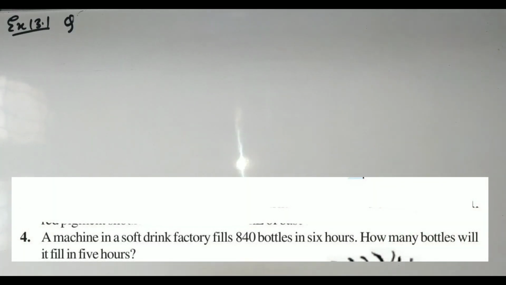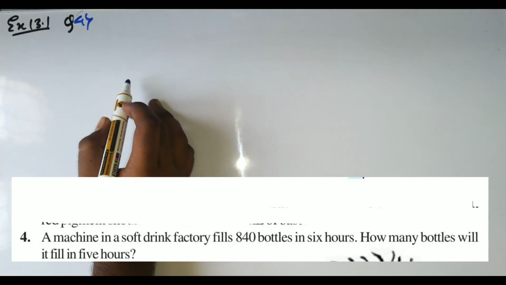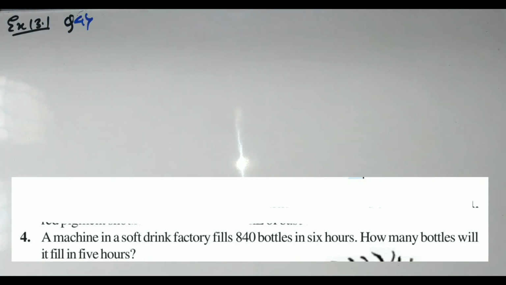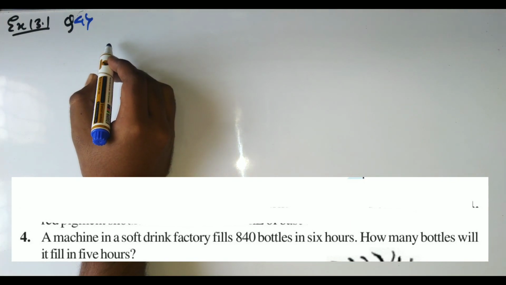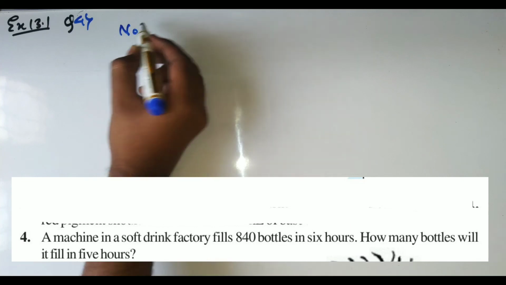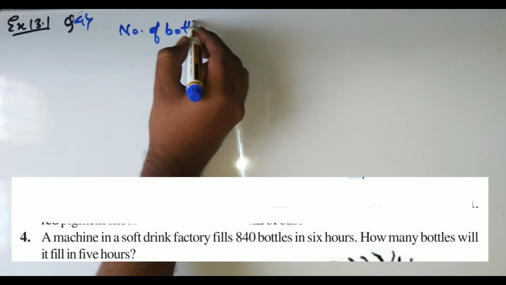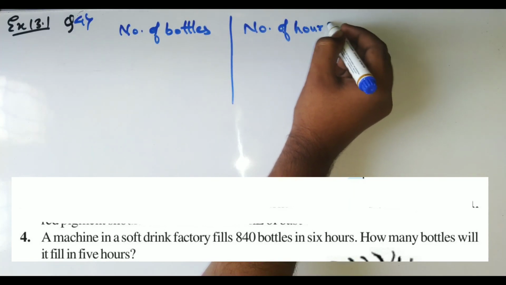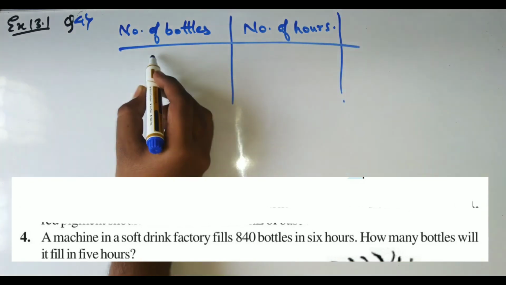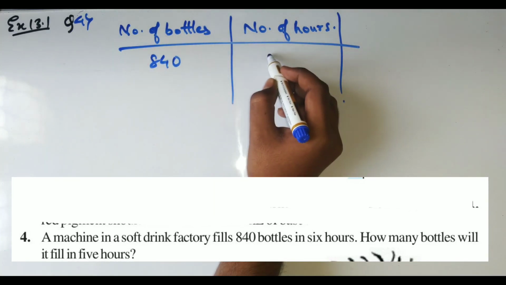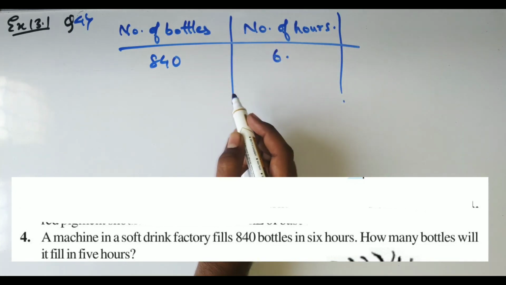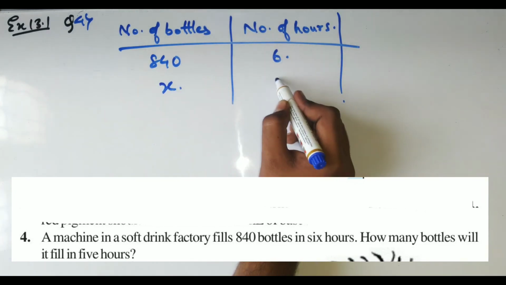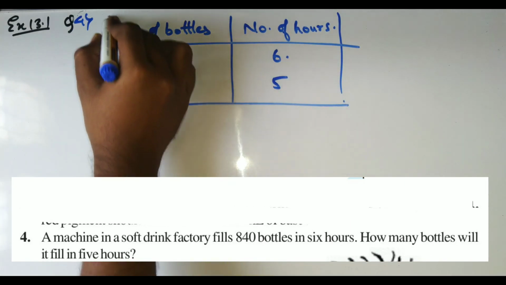In the fourth question, it is said that a machine in a soft drink factory fills 840 bottles in 6 hours. How many bottles will it fill in 5 hours? That's the question over here. So we'll draw the table first in order to understand in a better way. Number of bottles and number of hours to fill it. So number of bottles is 840, hours taken for 840 bottles is 6, and we don't know how many bottles it will take for 5. This is the question we need to answer.